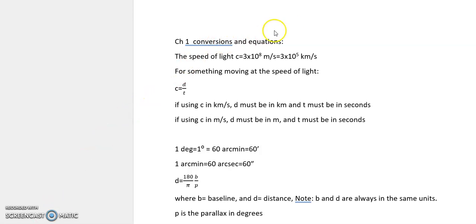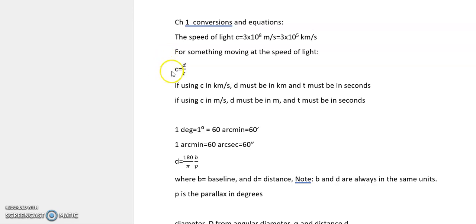All right, so this is a file that is on Blackboard. I just want to go over some examples with this. Okay, so this is all from chapter 1. We did some conversions and we had a couple of equations.